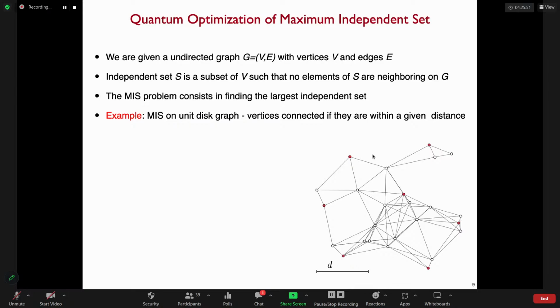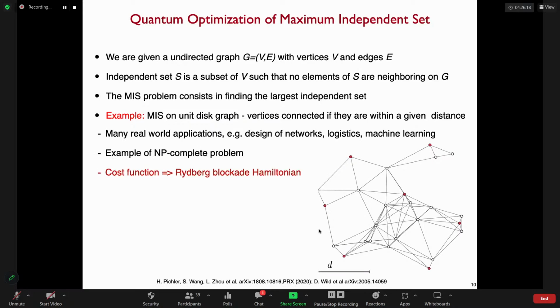What is shown here is a specific example of this problem, called maximum independent set on a unit disk graph. Here, all vertices are connected which are within a certain distance from each other. This problem is interesting from different points of view. First off, it has many real-world applications like design of logistics, networks, machine learning, and so on. And solving it exactly is NP hard. It's known to be a very hard problem to solve.